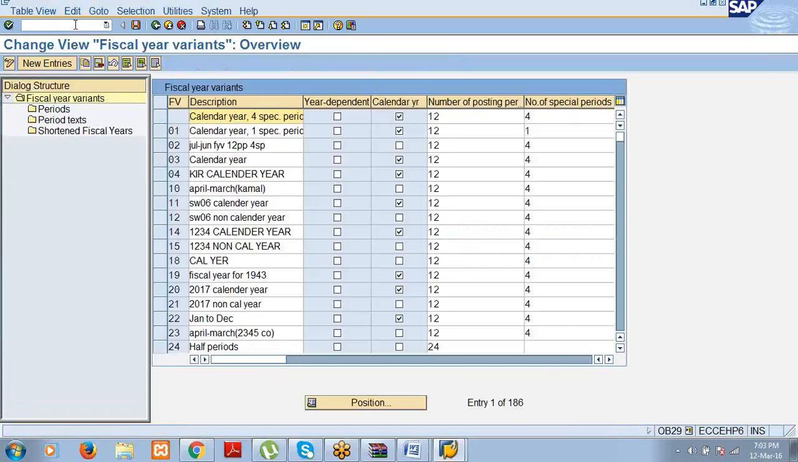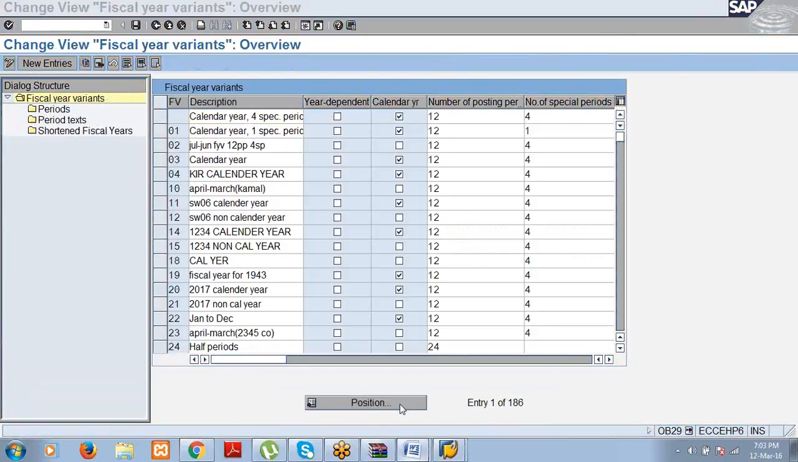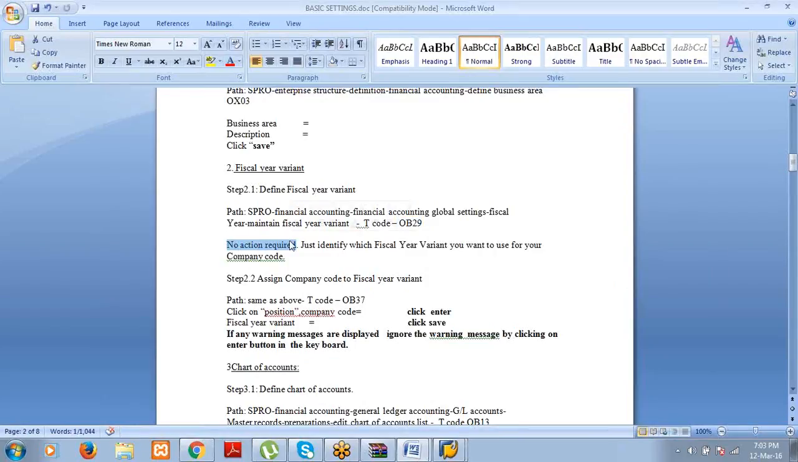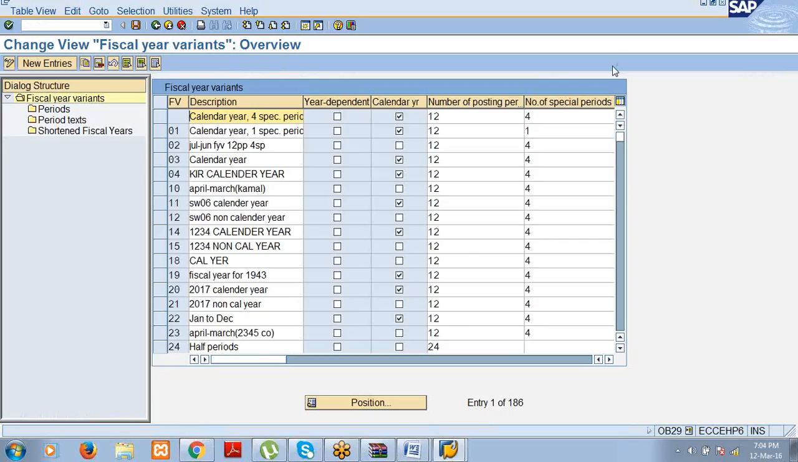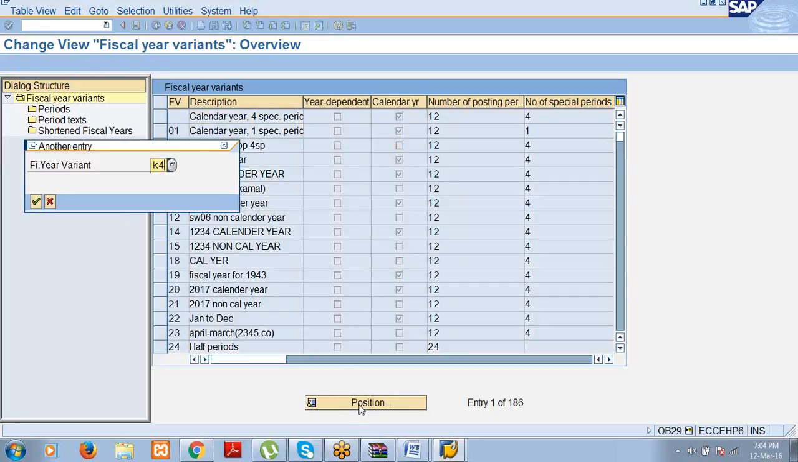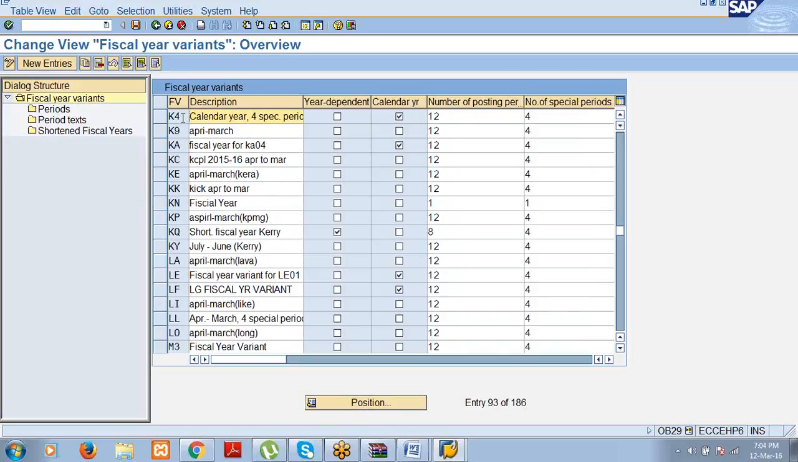One second. See the material, what I have written there. No action required. Just identify which fiscal year variant you want to use for your company code. See here, our company code is in US, so we have to use calendar year. And in addition to calendar year, I want to use 4 special periods. For that, we have the fiscal year variant K4. Look at the screen, K4, calendar year. Number of posting periods 12, number of special periods 4.